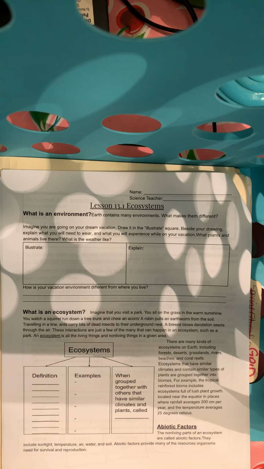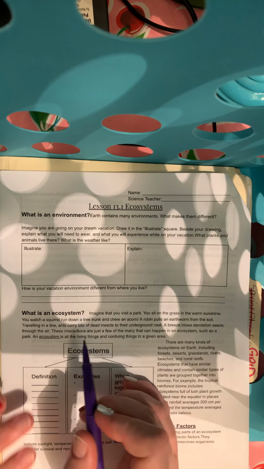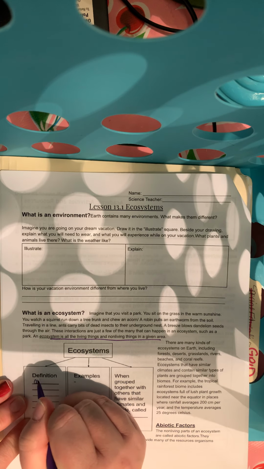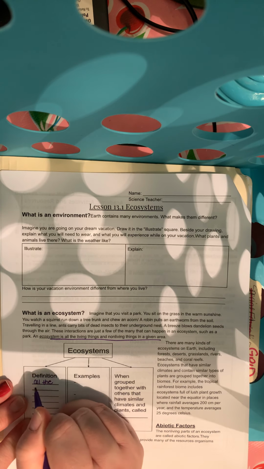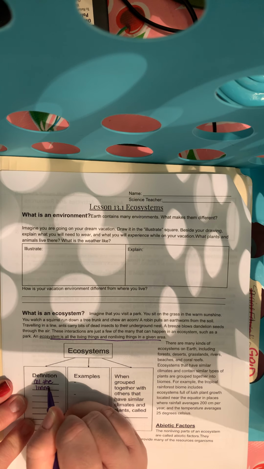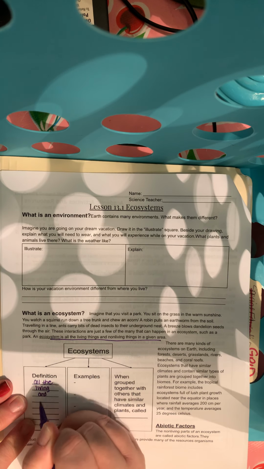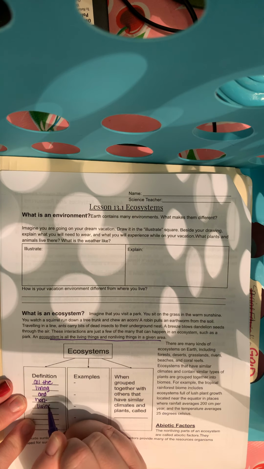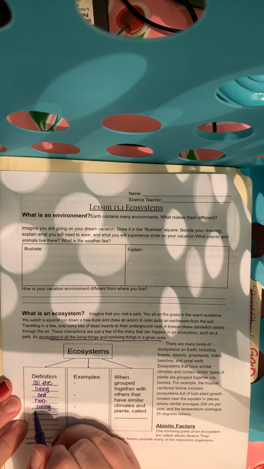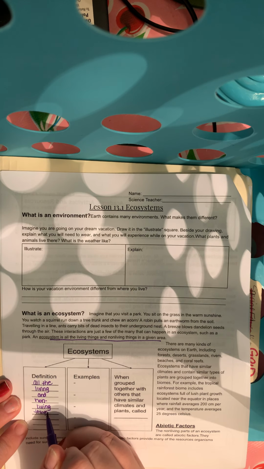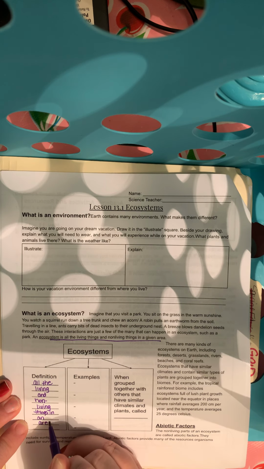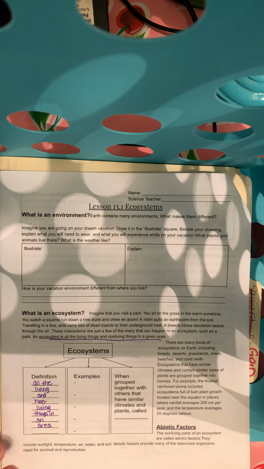Okay, so we've got ecosystem. They want the definition, which is actually right here. So we're just going to write all the living and non-living things in an area. And examples, of course, they gave a bunch of the abiotic right here.